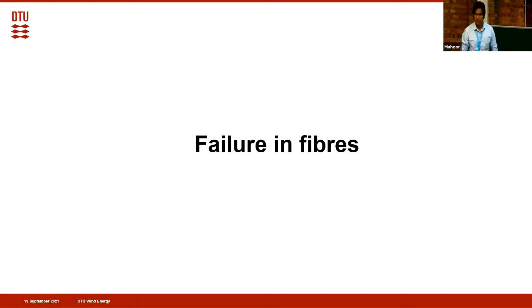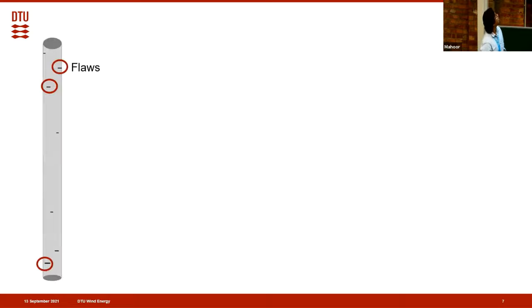So let's first see how failure in a fiber looks. A fiber has a lot of flaws on its surface, which could be inherent flaws in the material, from its manufacturing or processing, or from handling while you're testing the fibers. These are the flaws which in the end result in the failure of these fibers.